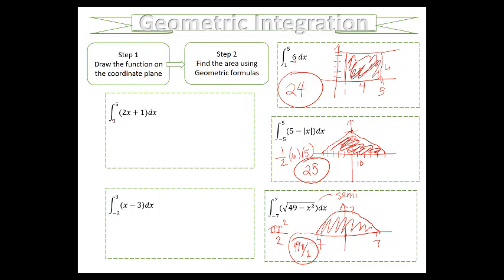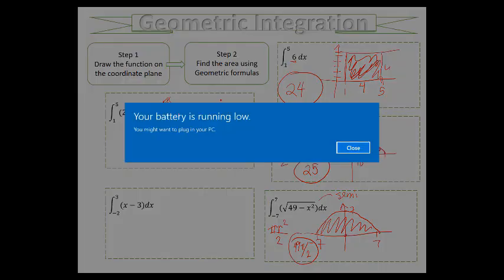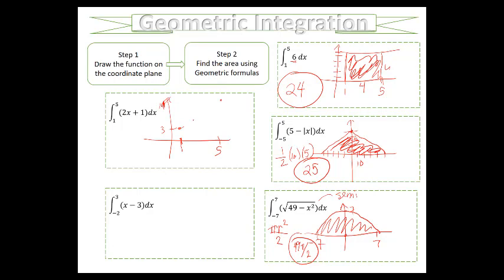The next function here, 1 to 5 of 2x plus 1. So what I do is I'm going from 1 to 5. I know it's going to be a line. So if I plug in 1 first, that gives me 3. And then I'm going to go to 5. If I put 5 in there, that's 10 plus 1 is 11. So that's at 11. And if I draw this, this is what I have. This is at 11 here. So this is actually a trapezoid shape.